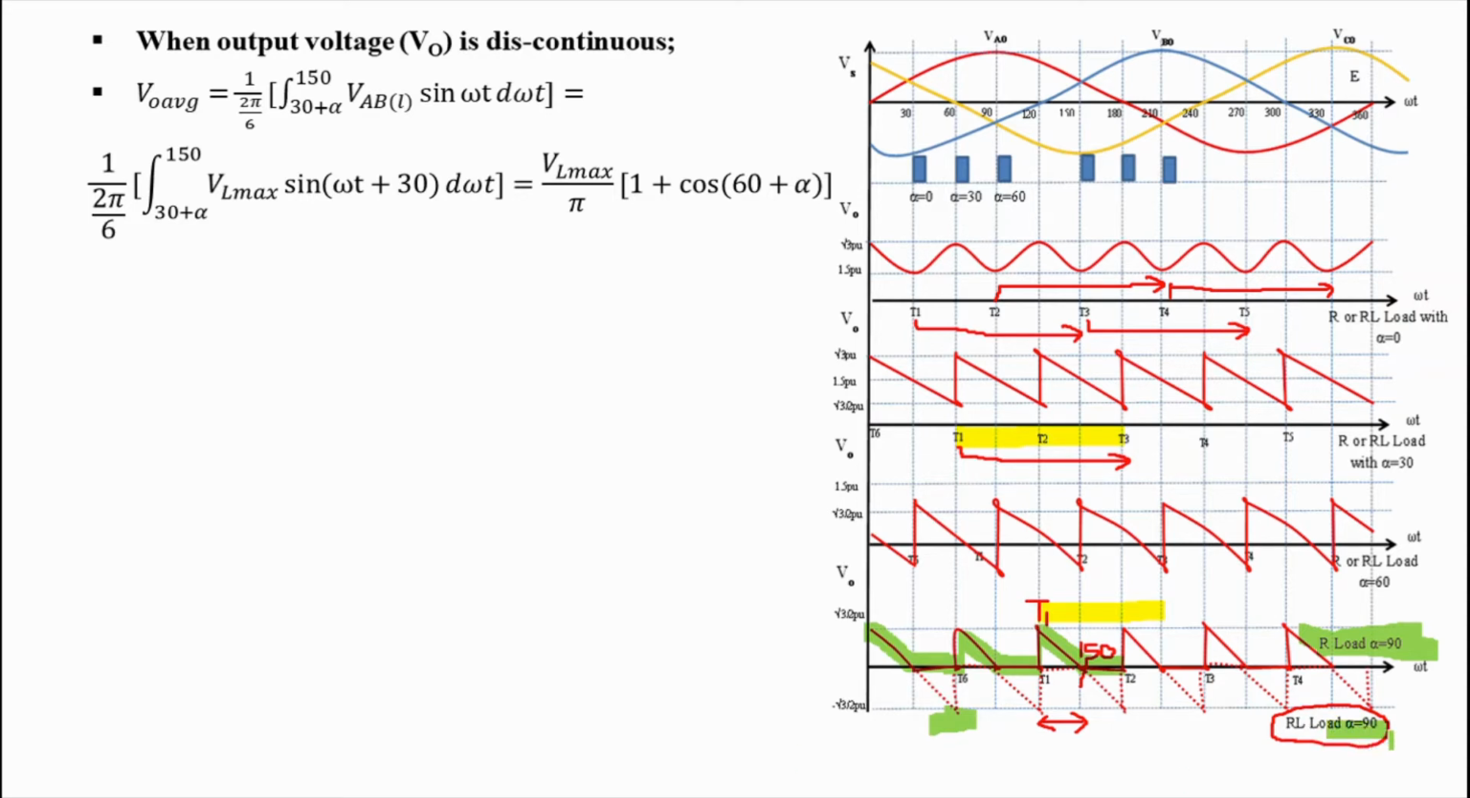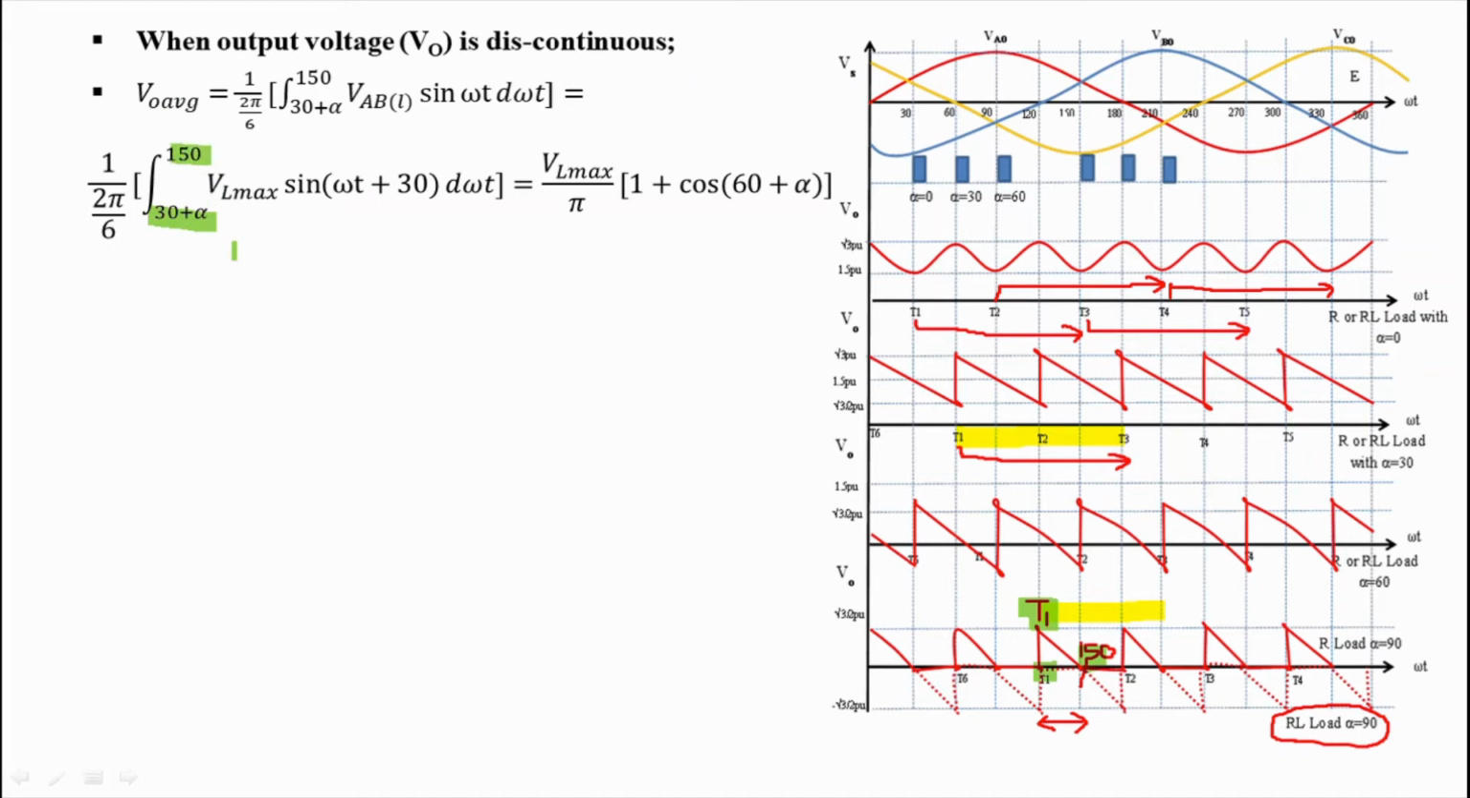Because here alpha is equal to 90 degree, so we have to fire the thyristor T1 at 90 plus 30, that is 120 degree. So this thyristor T1 is fired at 120 degree and it will conduct up to 150 degree only. See, I am showing you the point. This is 150 degree and this is 120 degree. So thyristor T1 is conducting from 30 plus alpha, that is 120 degree, to 150 degree. So we will get a time period from 30 plus alpha to 150 degree.